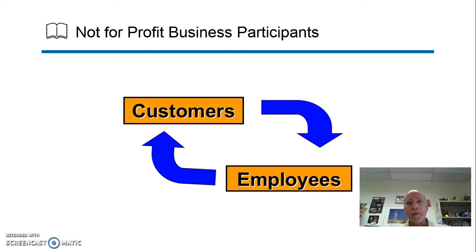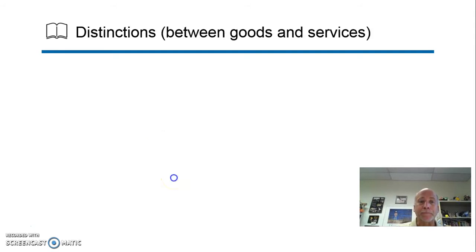The customers buy the product. The employees provide the service. And if there's any money left over, the profit, it goes back into the business. An owner does not take money. There is no owner to take money out of the business.